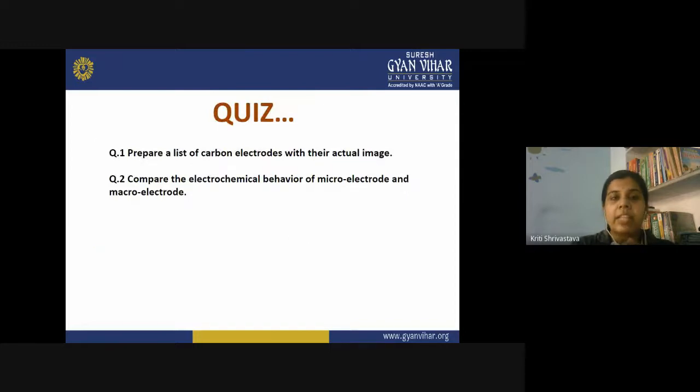From today's lecture, I have two questions for you. Question one: you have to prepare a list of carbon electrodes with their actual images. And the second question is: compare the electrochemical behavior of the microelectrode and the macroelectrode. You have to solve these questions in your notebook.